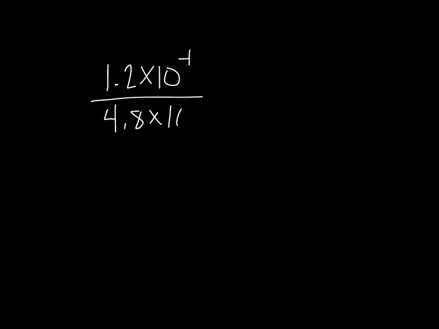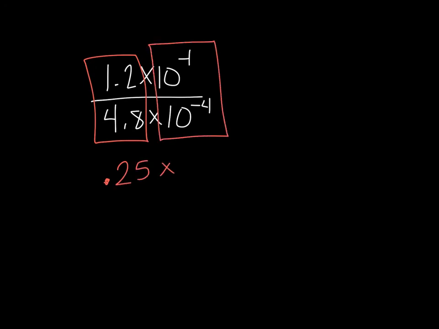So my next example is I'm going to take 1.2 times 10 to the negative 1, and this time I'm going to divide by 4.8 times 10 to the negative 4. And here's the cool thing. Because we're dividing and multiplying and all that good stuff, we can look at these separately. So I can take these ones and divide them. I take 1.2 divided by 4.8, and I get 0.25, times, and then I can go here and divide these ones.